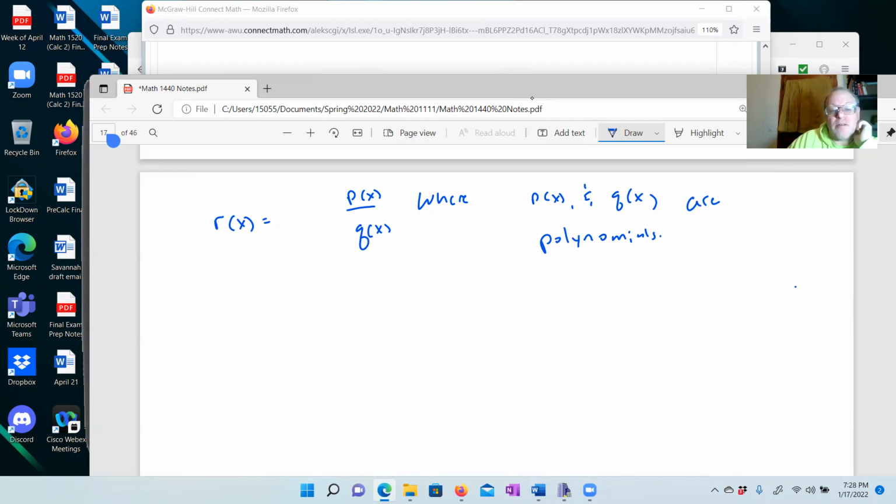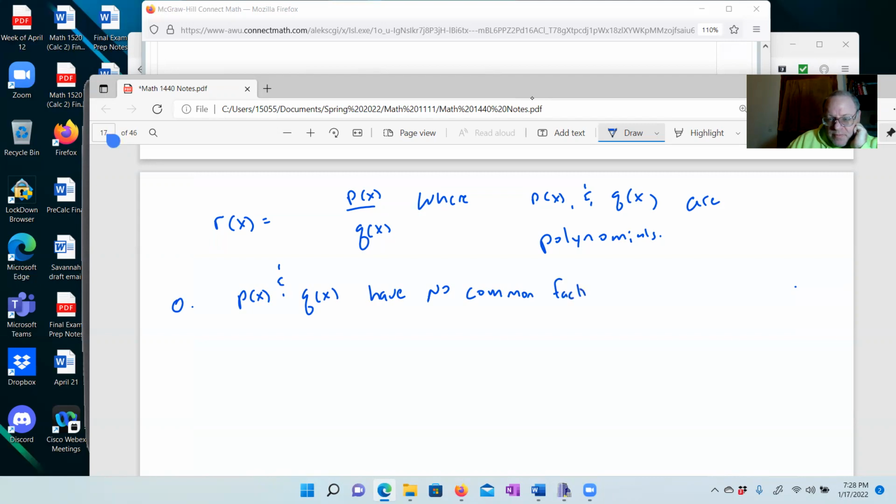The first thing you really want to do, I'm going to call this my 0th step because a lot of books don't mention this, but you need to start off with p of x and q of x having no common factors. So if I ask you something like what if we have 15 divided by 35? Well, this is 3 times 5, and this is 7 times 5. We cancel the 5s, that's a common factor.